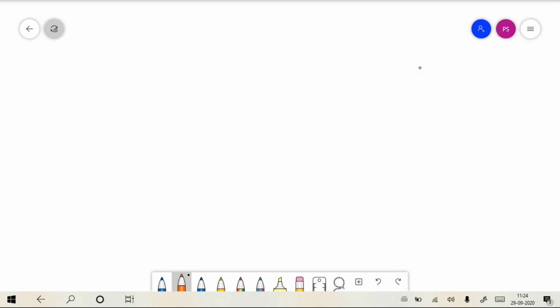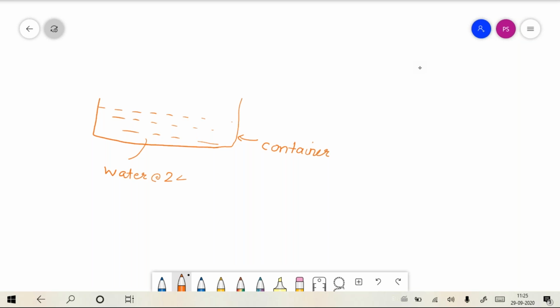So let me just represent this question. There is a container, and this container has water in it. This water is at 24 degree centigrade.